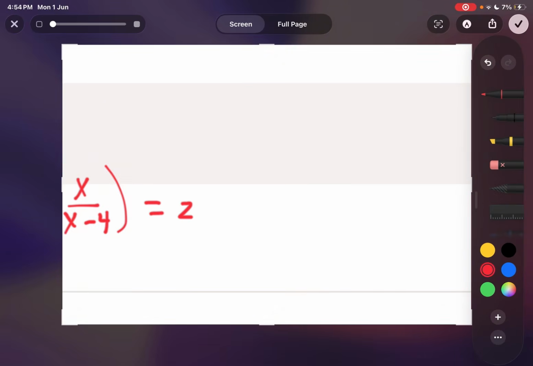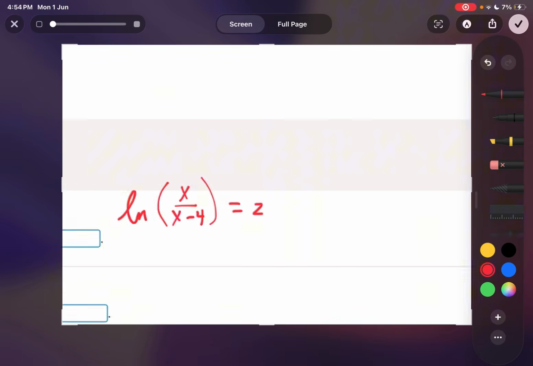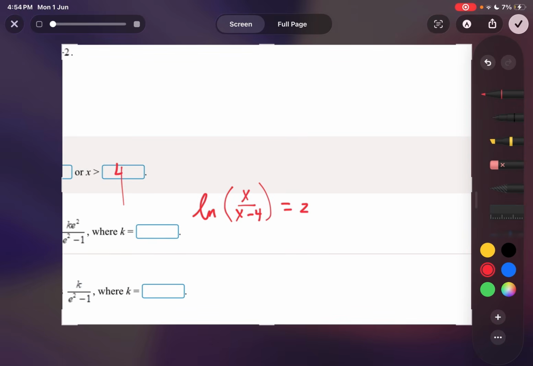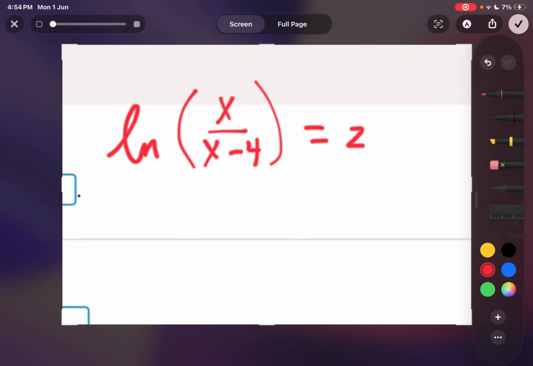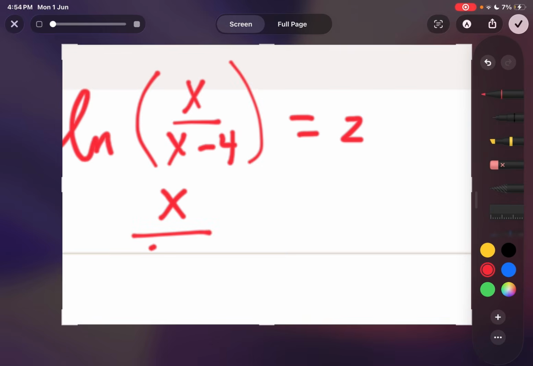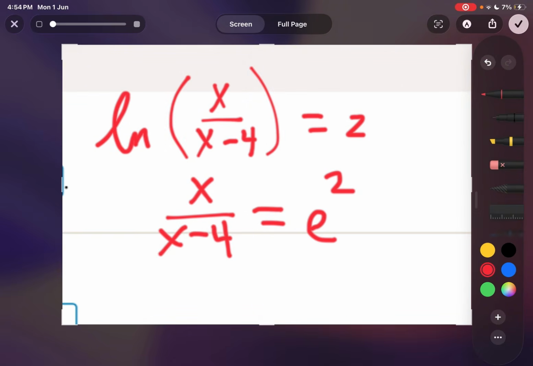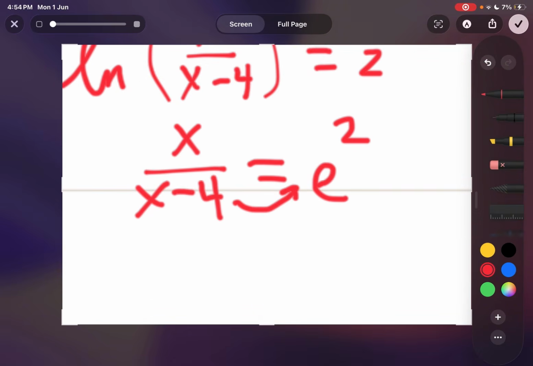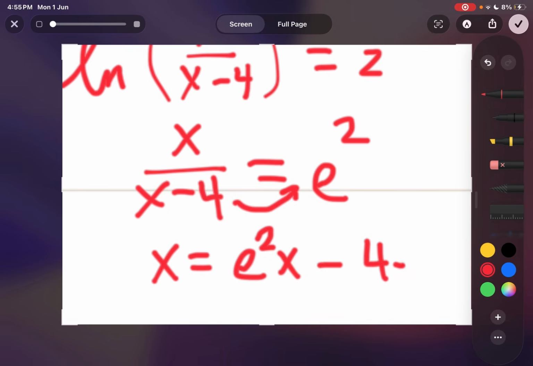I told you, if you want to use e, you take the equation of ln and make it equal to e to the power of whatever number they gave you. So here it's x over x minus 4 equal to e to the power of 2. And then you multiply this by the denominator, so it becomes x is equal to e to the power of 2 times x, minus 4e squared.